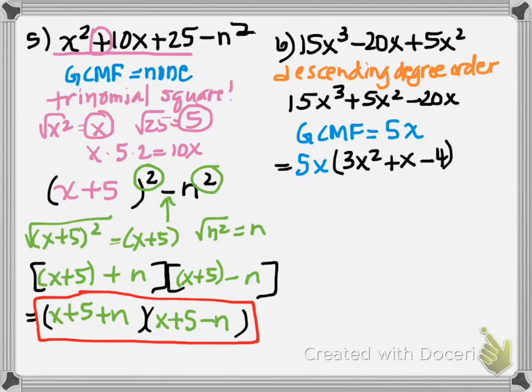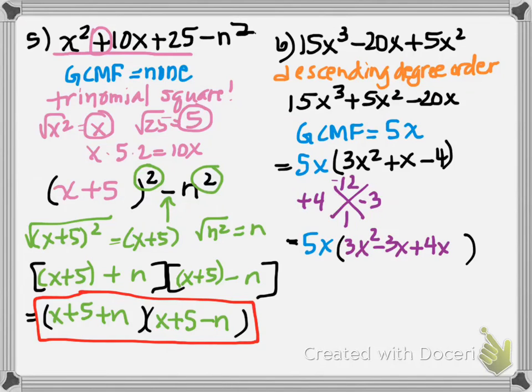When I play the game, I put the product number on top. 3 times negative 4 is negative 12. The coefficient of the linear term is positive 1, and the two factors that multiply to give me negative 12 but add to give me positive 1 are positive 4 and negative 3. So what I do is rewrite the problem and create a 4-term polynomial with two middle terms: 3x squared, minus 3x plus 4x minus 4.